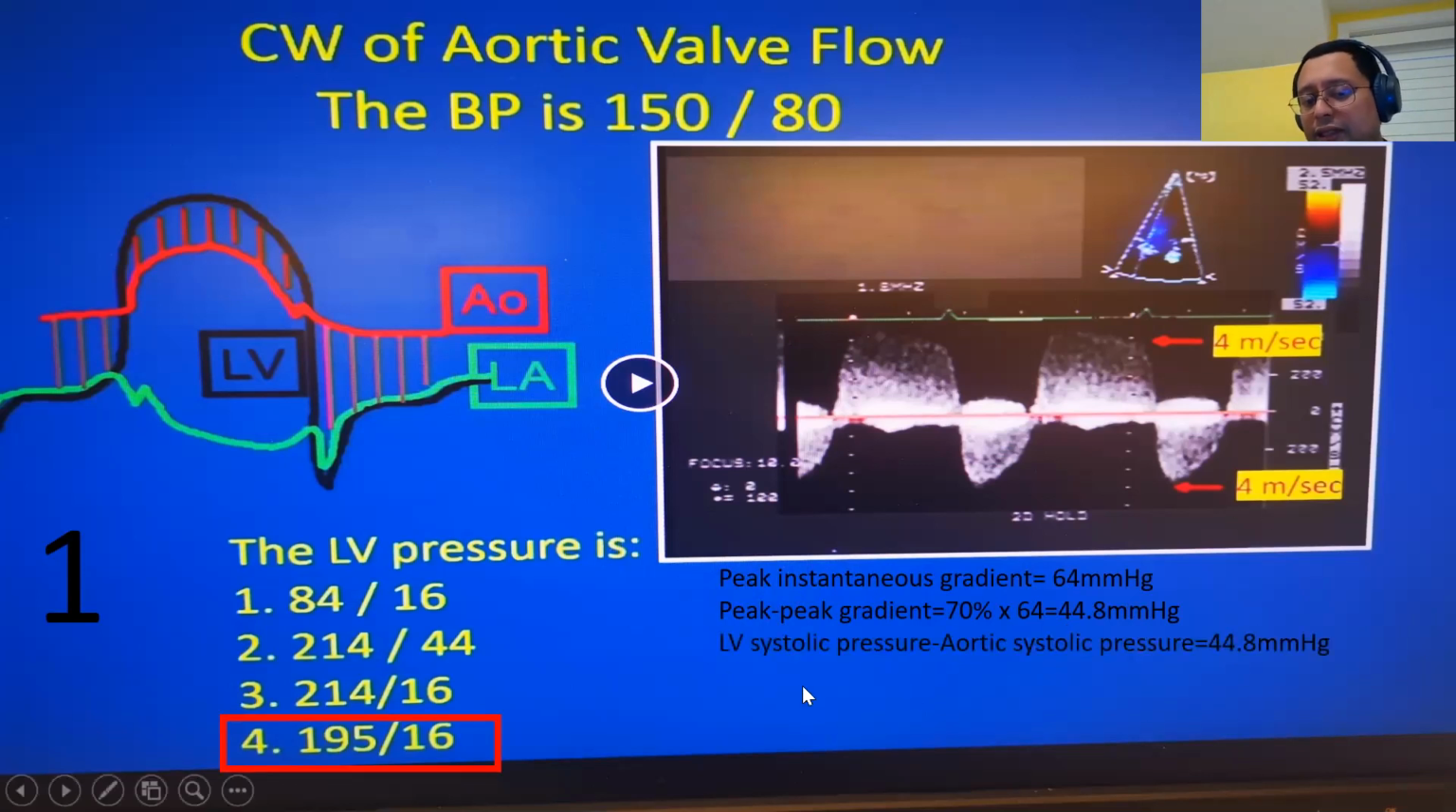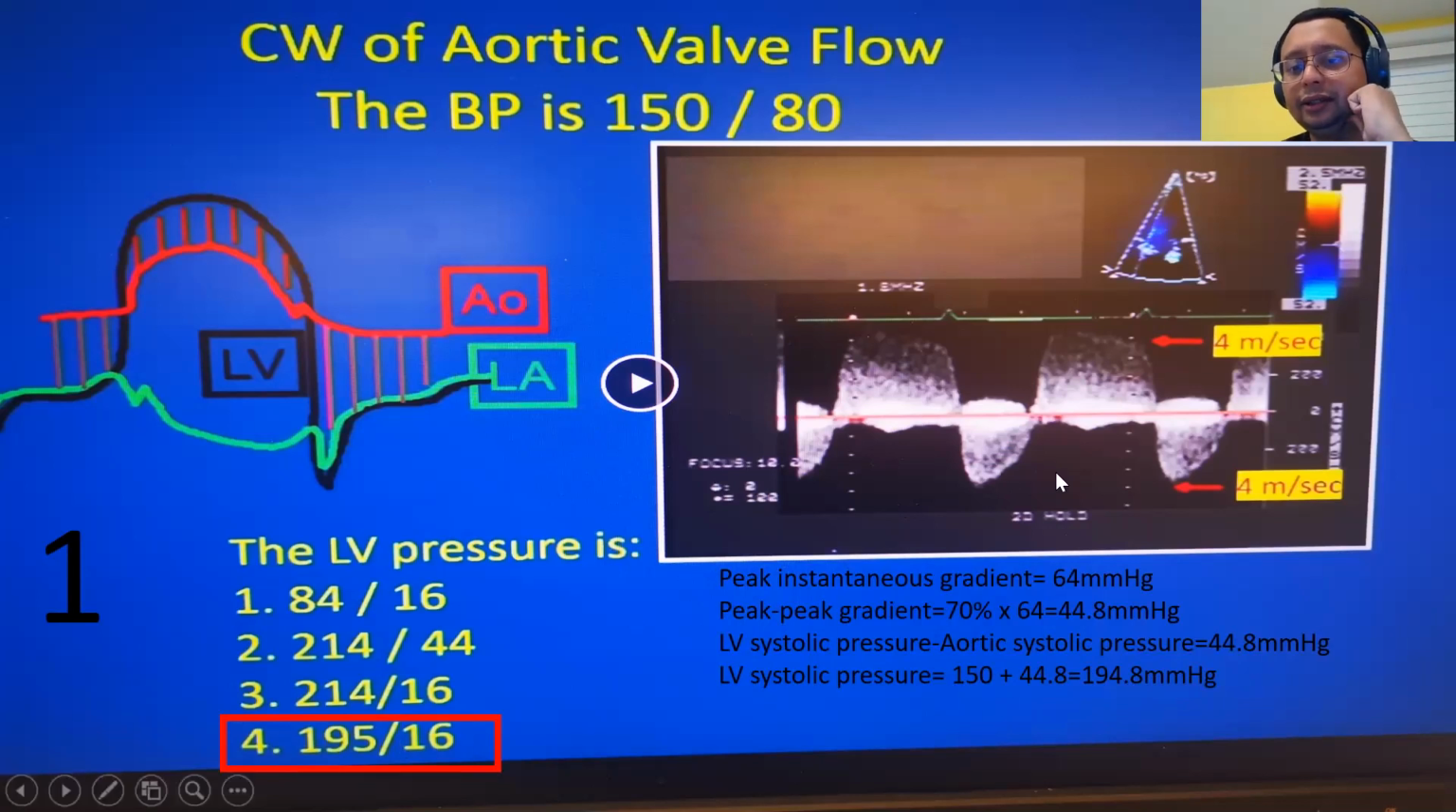So LV systolic pressure minus aortic systolic pressure, that is your gradient here, equal to 44.8 millimeter mercury. Therefore, LV systolic pressure is equal to the aortic systolic pressure 150, the one that you have here, plus 44.8, so that is 194.8 millimeter mercury. So that is why the systolic is 195.